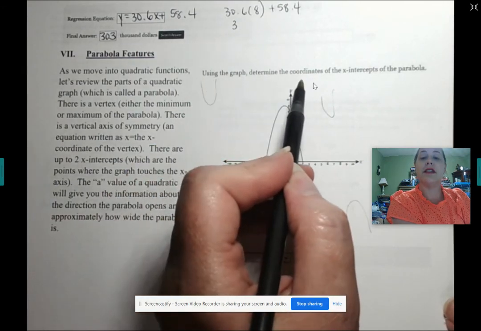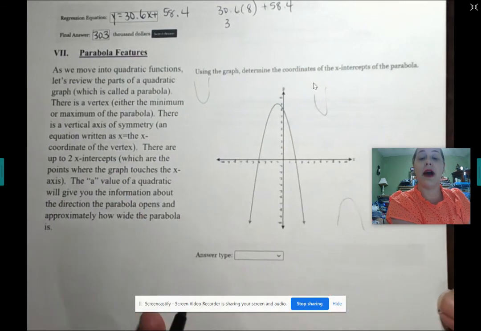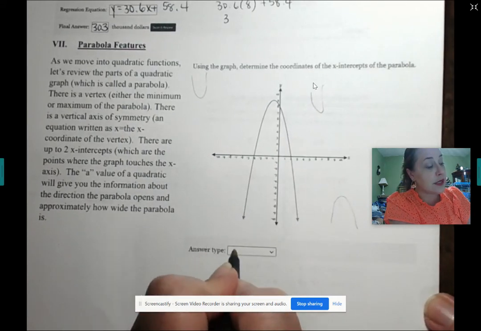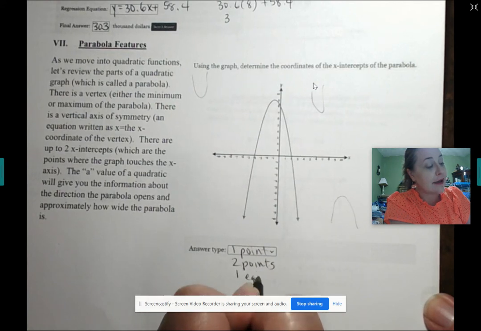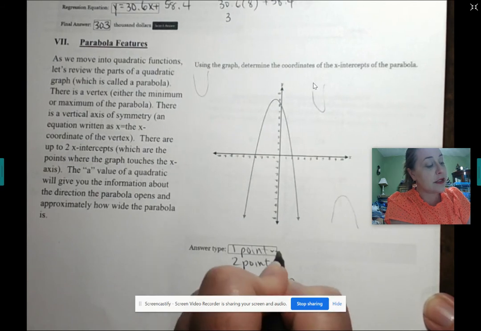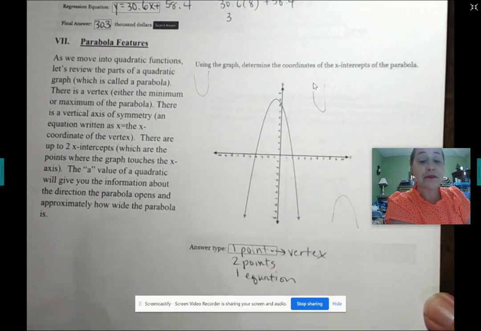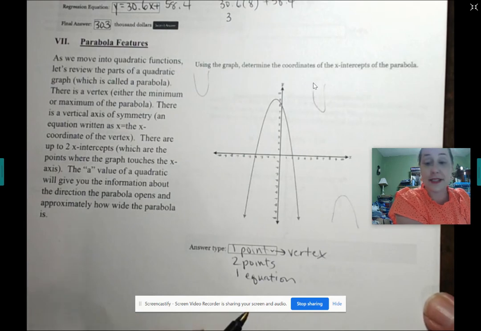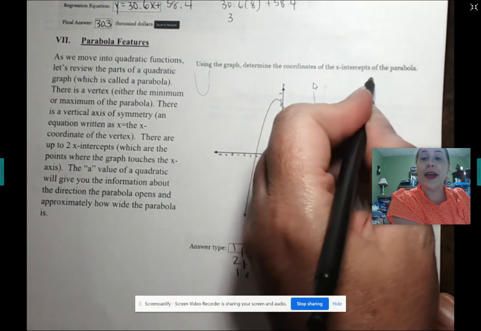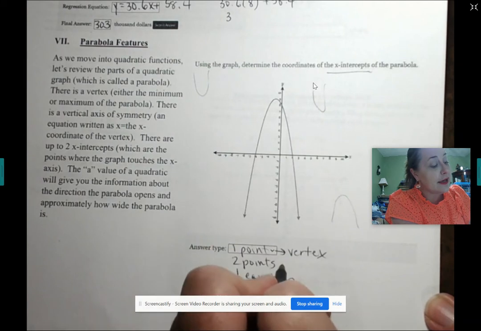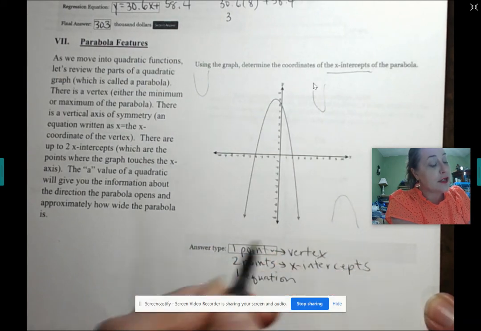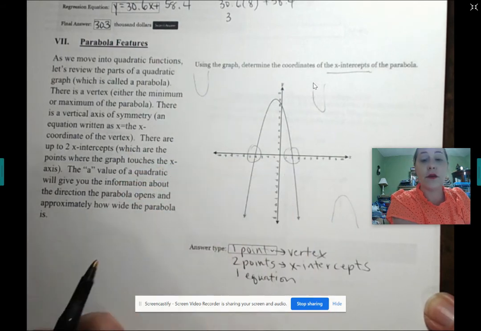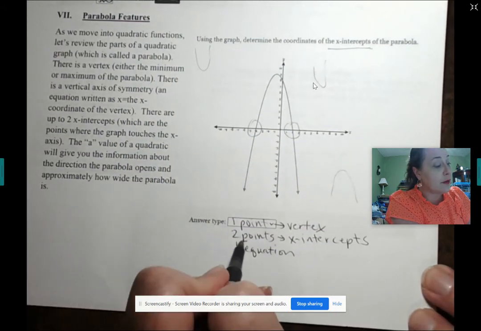So if we look at this graph, it says determine the coordinates of the x-intercepts of the parabola. Down here, it's going to give you 3 choices: 1 point, 2 points, and 1 equation. If it's asking you for the vertex, it wants you to choose 1 point, and then you're going to be able to list the coordinates of the vertex. If it asks you for the x-intercepts, then likely it's 2 points that we need to type in as answers. And you can write those 2 x values. Now that is the one that we're going with this time.